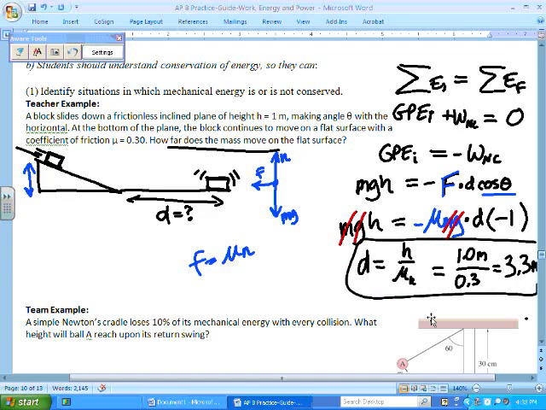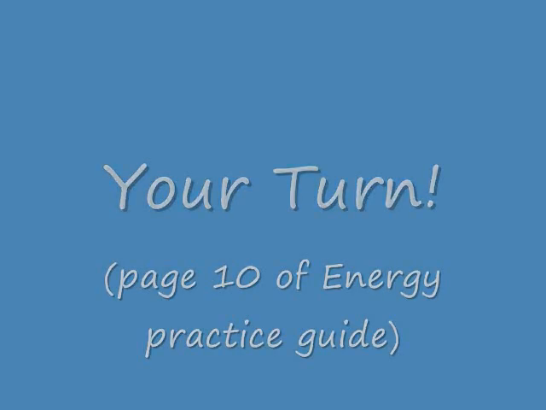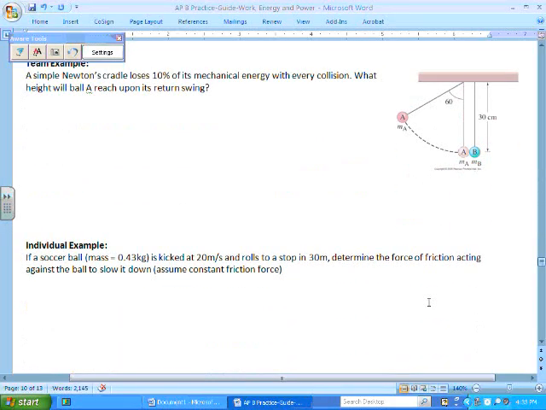Okay, you try one. We've got an example where a Newton's cradle with only two balls, A and B, loses 10% of its mechanical energy with every collision. So if you initially start at this angle of 60 degrees, which would give you some height, h initial, hi. You're asked how much height should you have on the return swing.